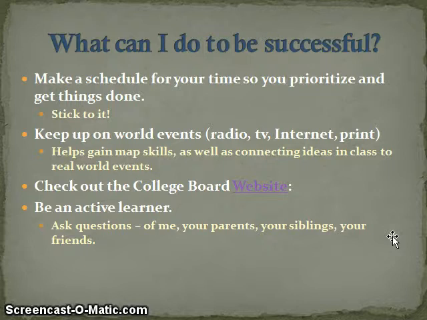Keep up on world events, know what's going on, current events, read newspapers, talk to your parents, find out what's going on. Be an active learner. Don't expect it to just fall into place and be entered into your brain. You have to work at it. Also, we will be looking at this website quite a bit, but please be aware of the College Board website as well. It's a good resource for you.